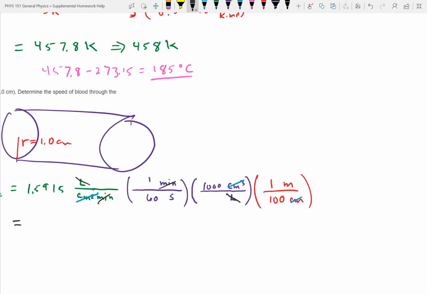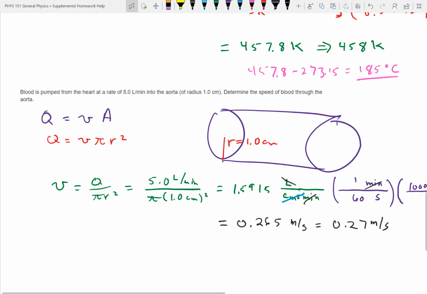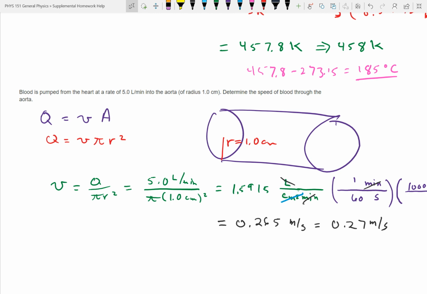Okay, yep, that's the right answer. Per liter, and then 1 meter is equal to 100 centimeters. And we only have 2 sig figs, so 0.27 meters per second. Now, oddly enough, they actually have their answer in centimeters per second. So we didn't have to have that last conversion in red if we wanted it in centimeters per second. But I wanted it in standard units of meters per second, because I'm old school that way.